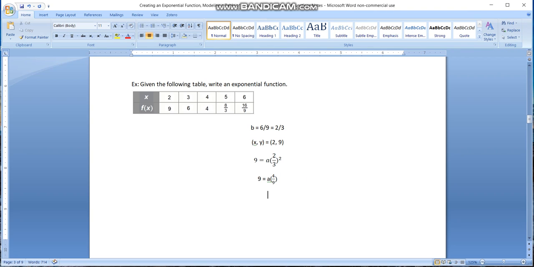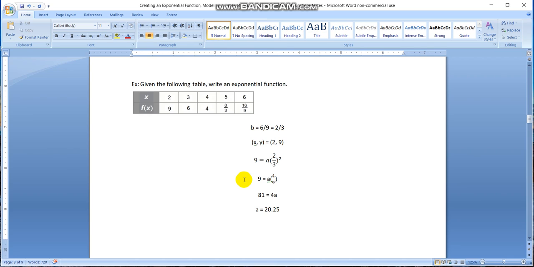Okay? So next we need to multiply both sides by 9. If we multiply both sides by 9, we get 81 equals a times 4, or in other words, the same thing as 4a. Next, in order to solve for a, we divide by 4. So, dividing by 4, we get a equals 20.25.